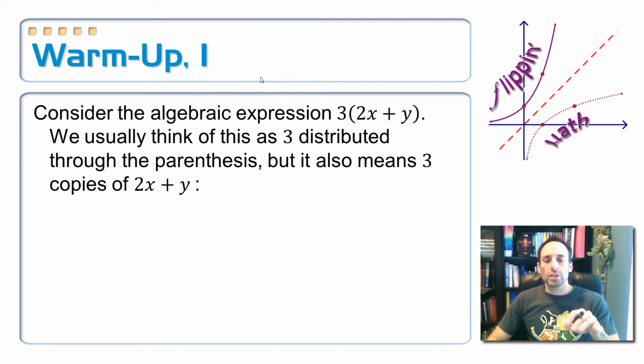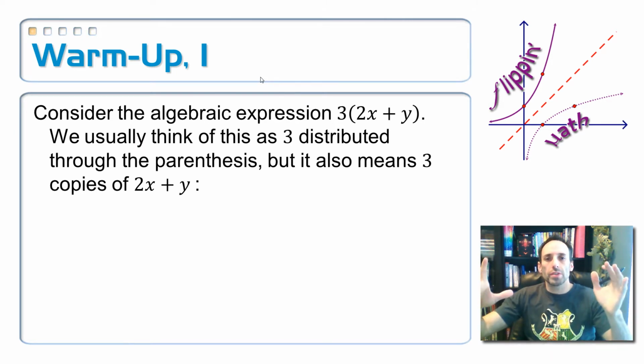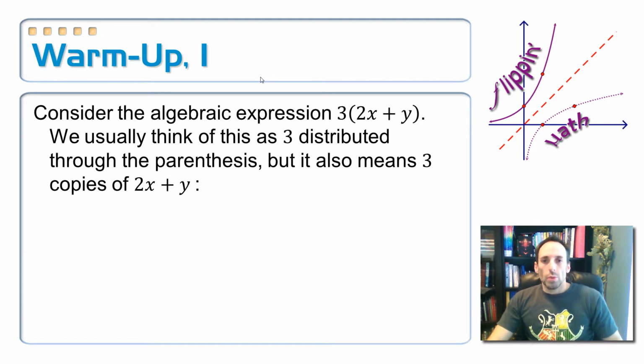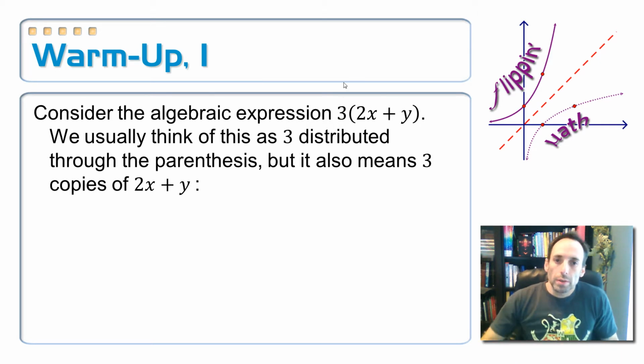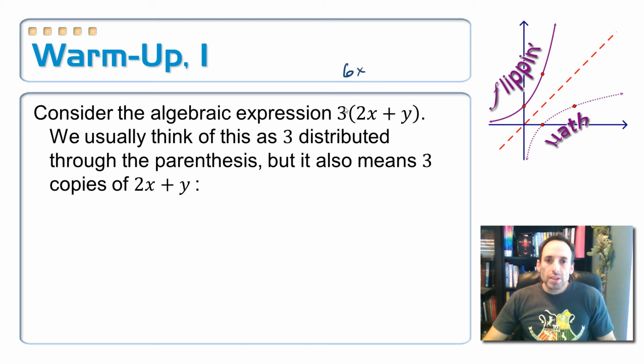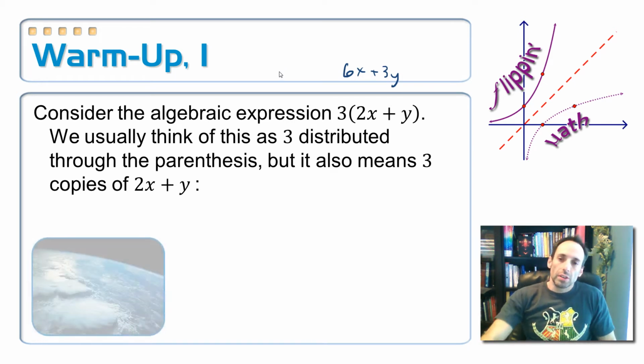Consider the algebraic expression 3 times the quantity 2x plus y. We usually think of that 3 as being distributed through here, right? The 3 times the 2 gives 6x, and 3 times the y gives plus 3y. That's usually how we think of it, but this also means that you have 3 copies of the quantity, the expression 2x plus y. So here's an illustration of this.